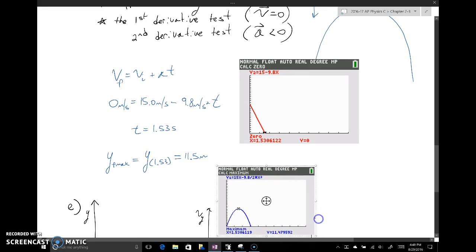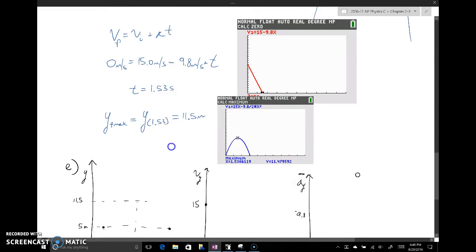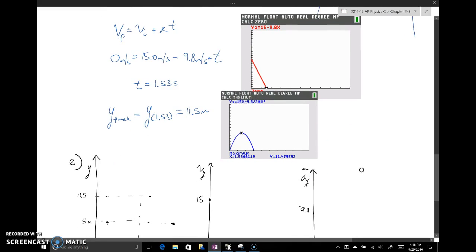Now, one thing to keep in mind is anytime we use the graphing calculator to find an answer, it's giving us an estimate, whereas an algebraic solution method could give us an exact answer. So that's just something to keep in mind.